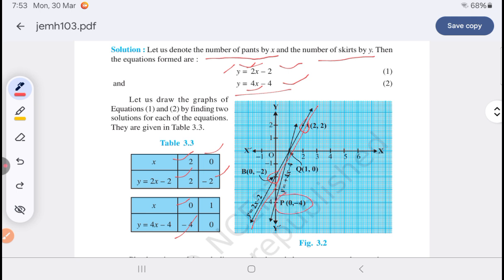Now let's put the value x equal to 1 in equation 2. 4 minus 4 equals 0. So when x equal to 1, then you get y equal to 0. So let us put that point here also. Now draw the line. So this will meet here.